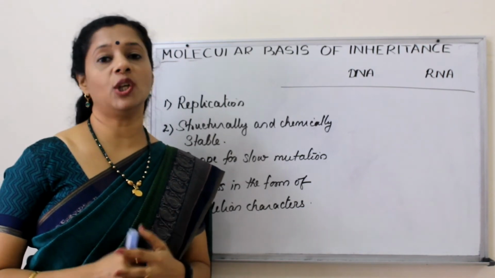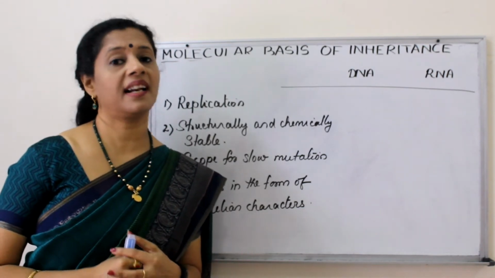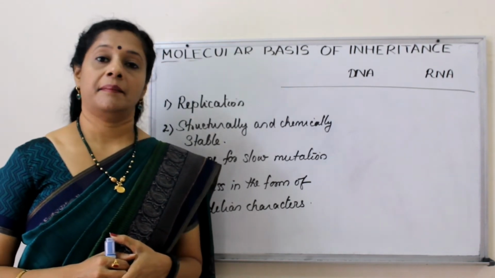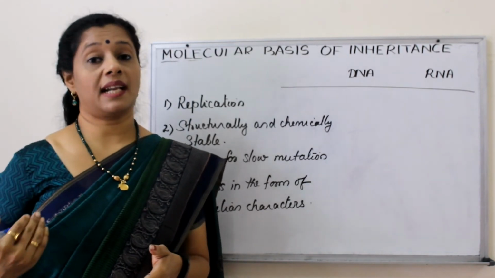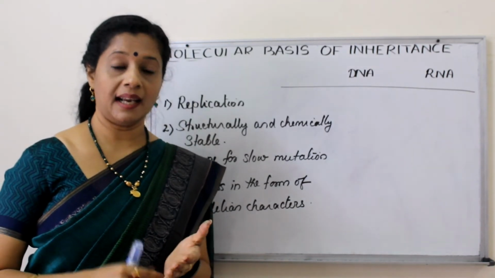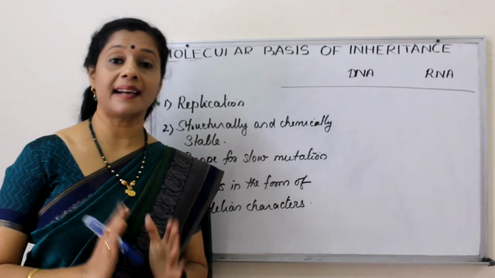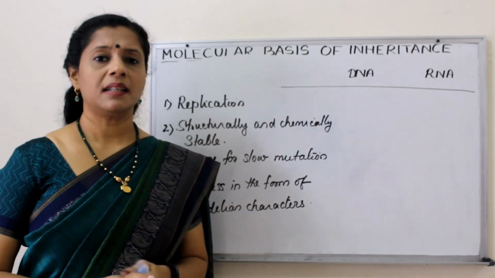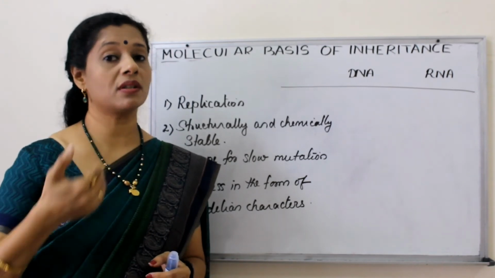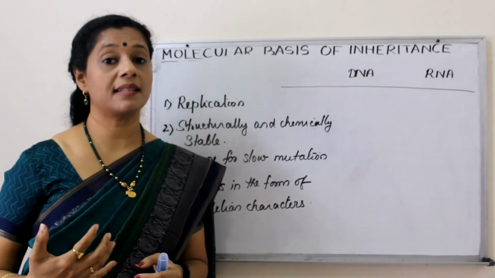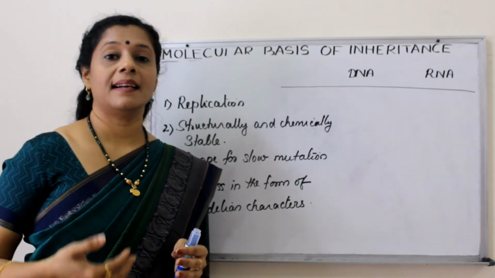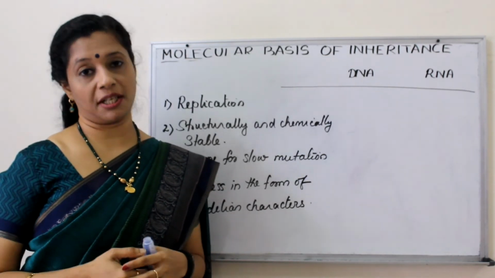But still we know that some of the viruses have RNA as their genetic material, like tobacco mosaic virus. Then the majority of the organisms have DNA as the genetic material. So both RNA as well as DNA can act as genetic material, but DNA must be a better genetic material. That is why during the course of evolution, the majority of organisms have DNA as the genetic material. Now let us see what makes DNA a better genetic material.